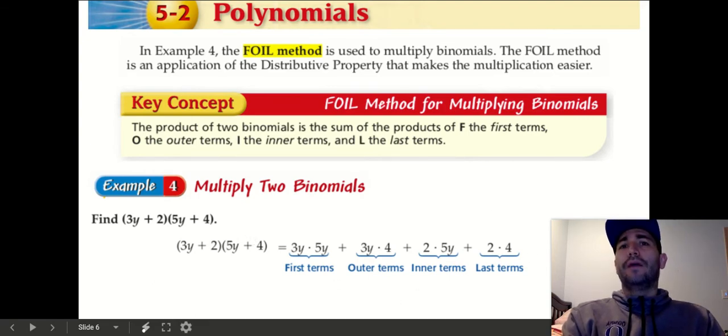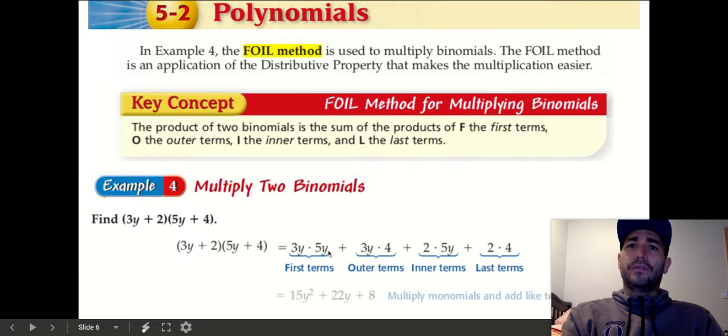Once I do that, 3y times 5y is 15y squared. 3y times 4 is 12y. And then 2 times 5y is 10y. 12 plus 10 is 22y. And then 2 times 4 is 8. So this allows me to simplify a problem like this.